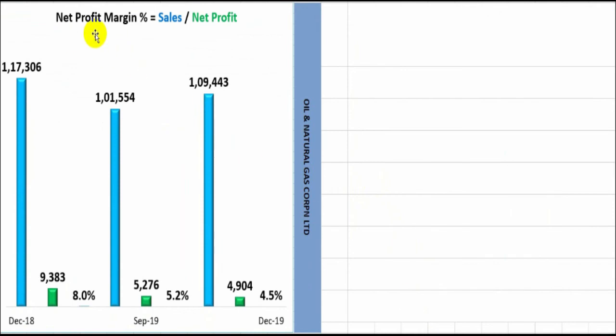Finally, we'll look at how the net profit margin has been in the quarters. In December 18 the margin was around 8% on total sales. In September it dropped to 5.2, and in December 19 it has further dropped to 4.5. So we see a consistent pressure on the net profit that the company is earning.